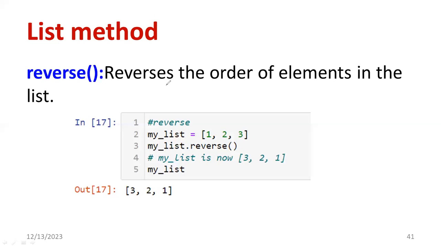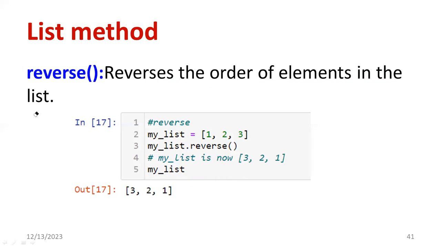So reverse is just the opposite of sorting. In reverse, it reverses the order of the elements in the list. For example, we have the list 1, 2, 3. I just want to apply my_list.reverse(), because my_list is the name of the old list. If I do this, ultimately the result will become 3, 2, 1, because it has been arranged in reverse order. So this is regarding the reverse method.